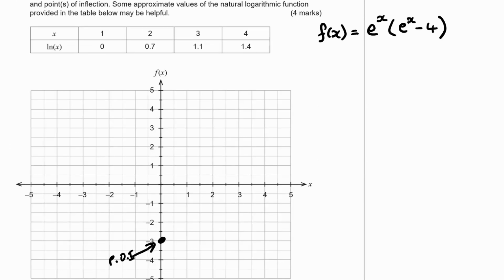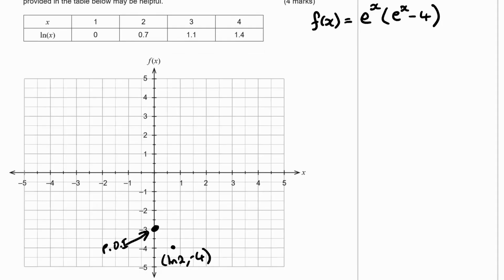We know there was a turning point at ln 2, negative 4. So ln 2 is 0.7 according to this table. So about there. So that's ln 2, negative 4. That's the turning point just there. The x-intercept was at ln 4, 0, and ln 4 is 1.4 according to this. So that's going to be about there.